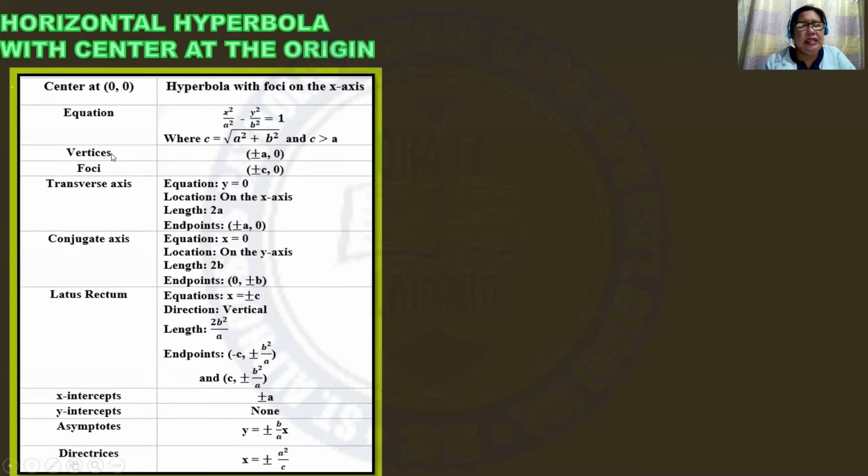To find the vertices, you have to follow this formula. Positive or negative a, 0. For the foci, positive negative c, 0.